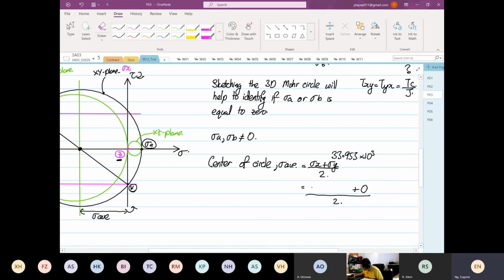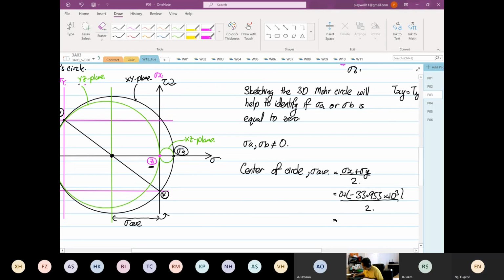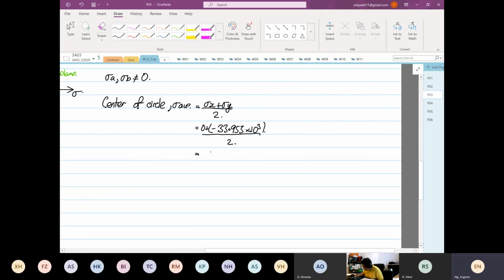So this is equal to 0 plus, let me bring this down. From here, we know our stress average, in fact, is going to be minus. I'm making too many mistakes today. So 0 plus minus. Did I put a minus earlier? I forgot to put a minus earlier. So this will be equal to minus 16.977 times 10 to the power 3 psi. So this is the only thing we know.